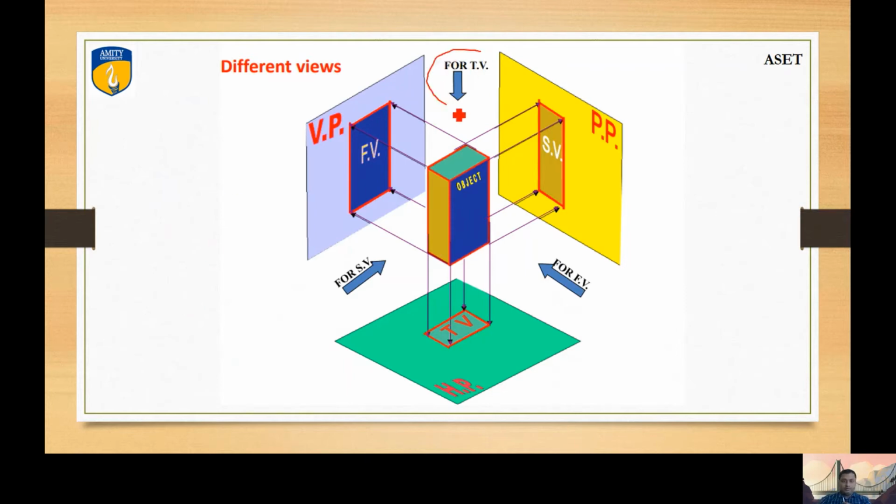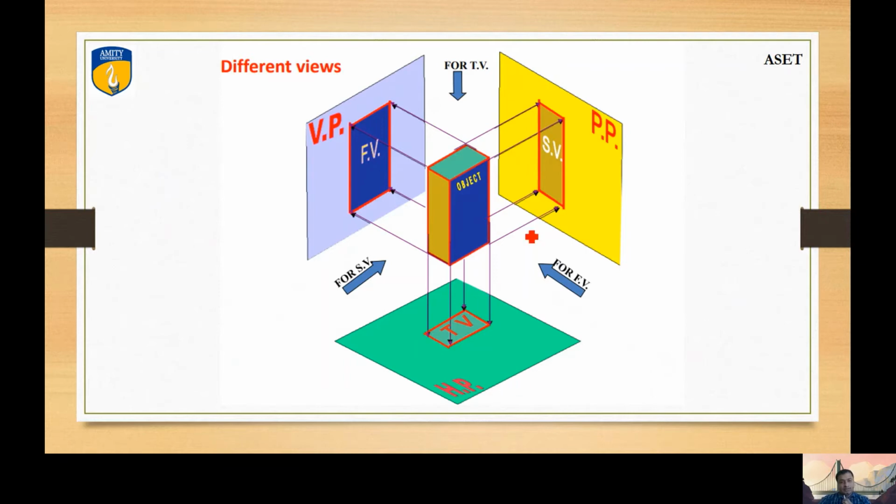When you see the same object from the top, the view which is obtained on a plane is called top view, and the plane on which the top view is obtained is called HP. HP is referred to as horizontal plane. So VP is the vertical plane and HP is the horizontal plane. The horizontal plane will be the x-axis plane, like this. So this is my vertical plane and this will be my horizontal plane. The top view is obtained on the horizontal plane.